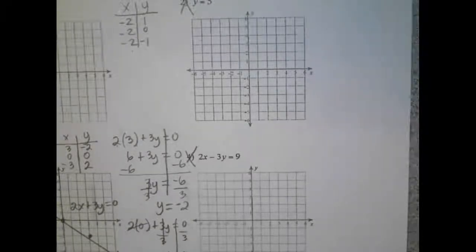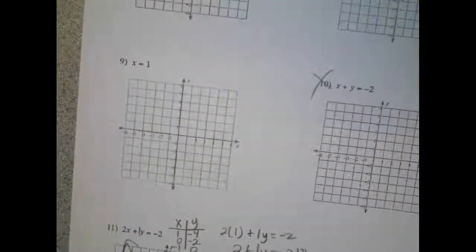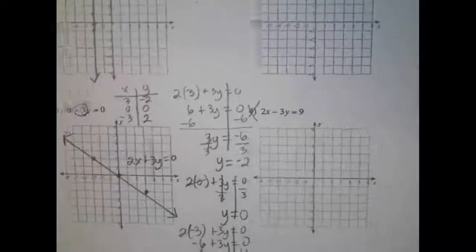So that gives you 2 more to do on the front and 5 on the back. Actually, I lied. 3 on the back. So 5 more problems to do. That's your homework.